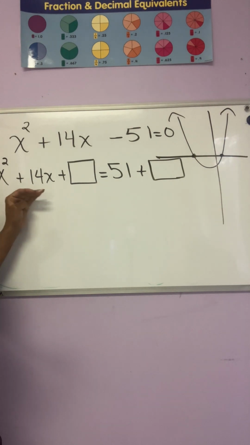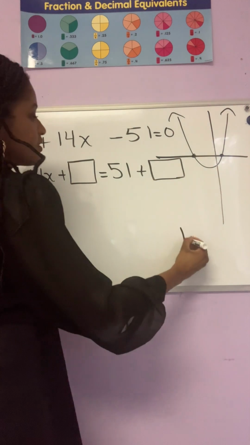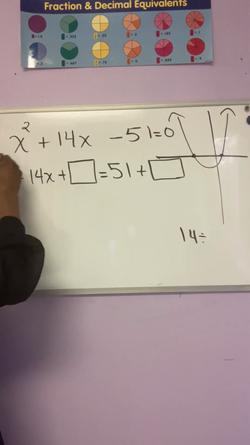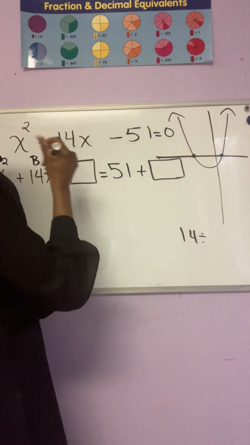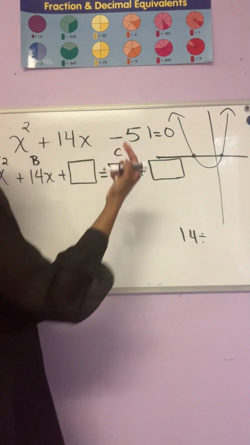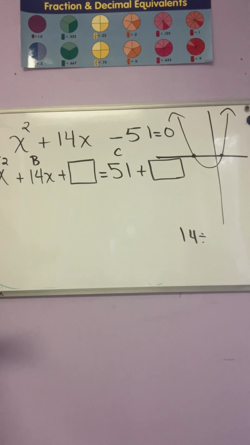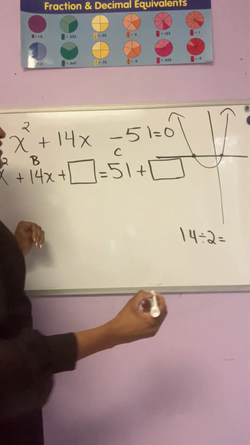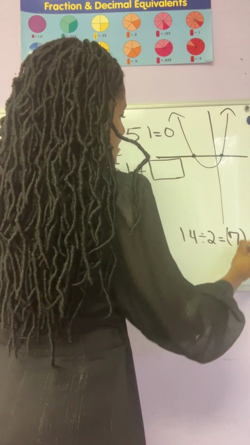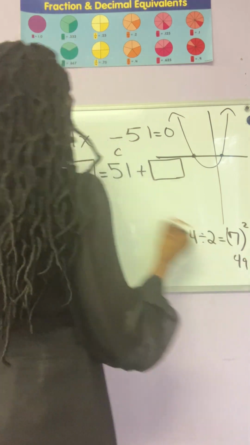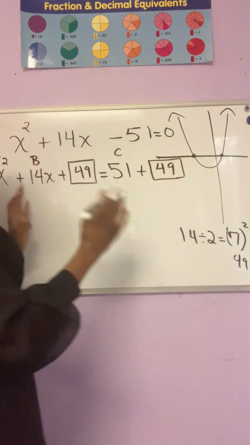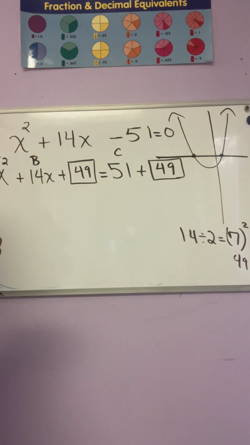All right, now the number that we're going to put in this box, we're going to get by taking what, this is our A term, which is 1. Our B term is 14, and our C term was negative 51, but now we moved it to the other side as positive 51. So you're going to take your B term and divide it by 2. 14 divided by 2 is 7, and we square it, and that is 49. So what we're going to add here is 49, which is the same thing we do on the other side. Whatever we add to one side, we do on the other.